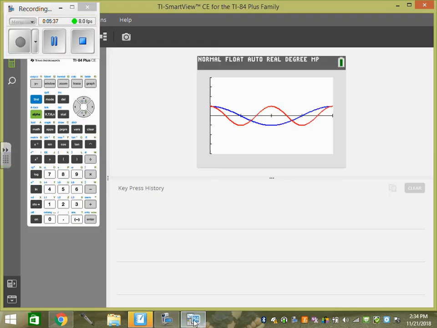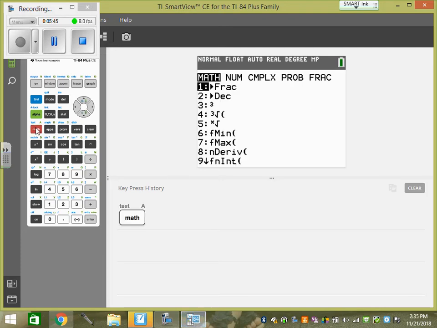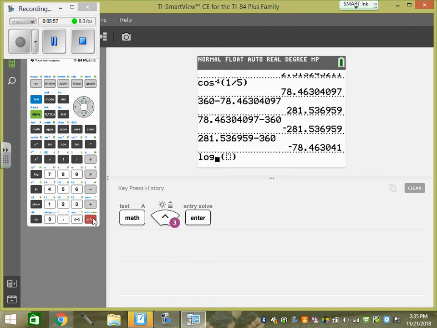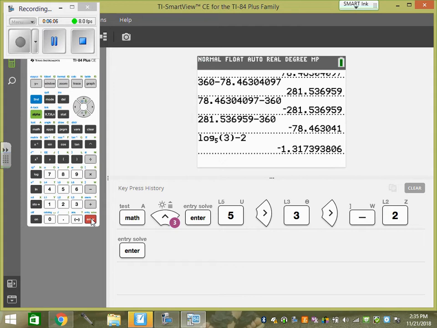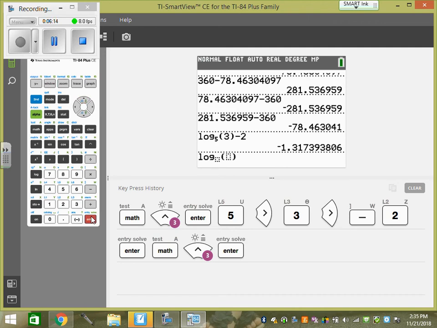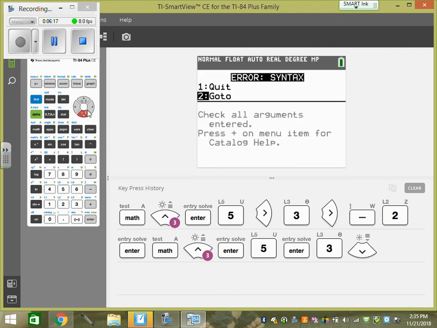If you have the other calculators, ones where the exponents pop up, or the fancy colored ones, you can go math and arrow up to A. And then it gives you spaces. So you go 5, 3, minus 2. Same answer. You go math, arrow up, enter, 5, 3.